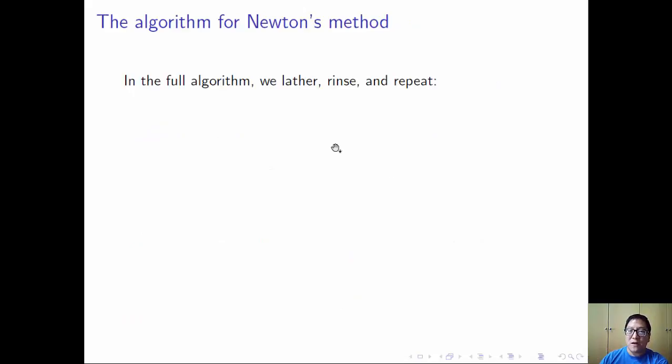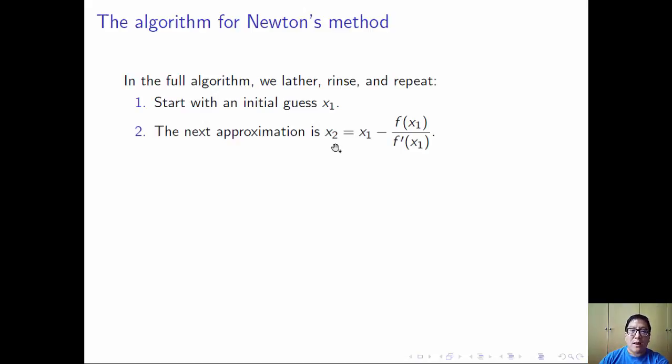All right, so what we do in the full algorithm, we just do that over and over until, hopefully, we get something pretty close to a solution. That is, we start with initial guess x1. Our next approximation from the formula that we just saw is x2 equals x1 minus f of x1 over f prime of x1. And then we just keep doing that.